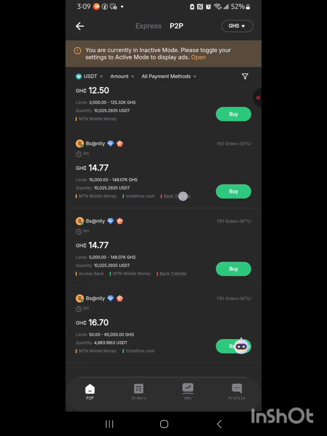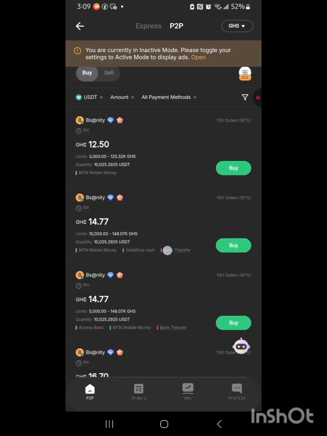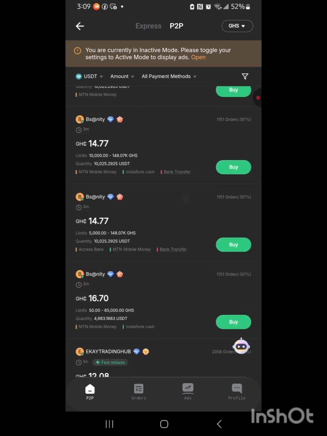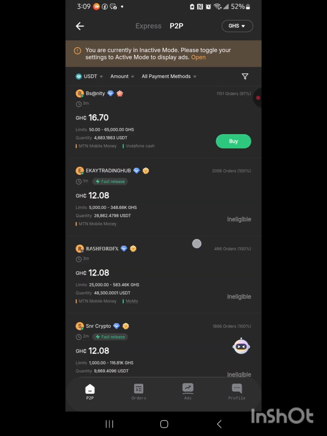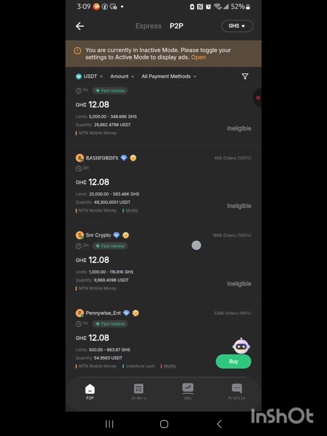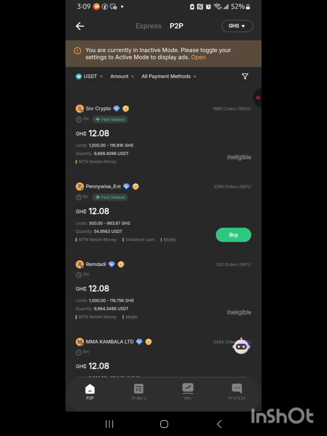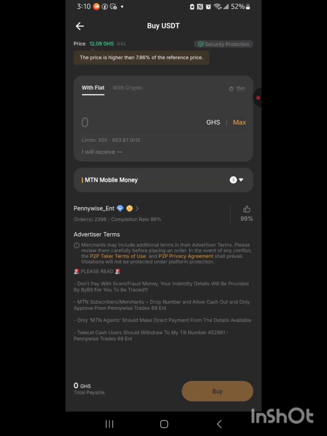So right now, for the limit, we're going to be looking for the lowest limit, which we're going to be sticking to this very one called 12.08, which is about 500 cedis. This very one, 500 cedis, lowest limit. So right now, we're going to now see how this is going to work.